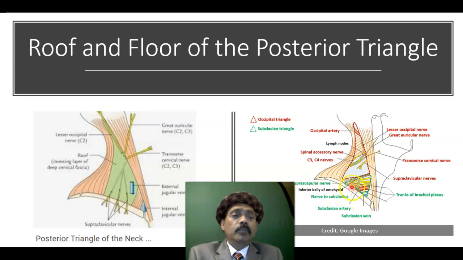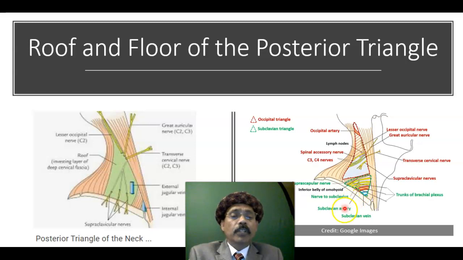Okay, so these are the contents of the subclavian or supraclavicular triangle. Again, we found the suprascapular nerve that is coming out of the upper trunk of the brachial plexus. We get the nerve to the subclavius that is also coming from the upper trunk of the brachial plexus. From C5, we get the dorsal scapular nerve that supplies the rhomboid muscles.